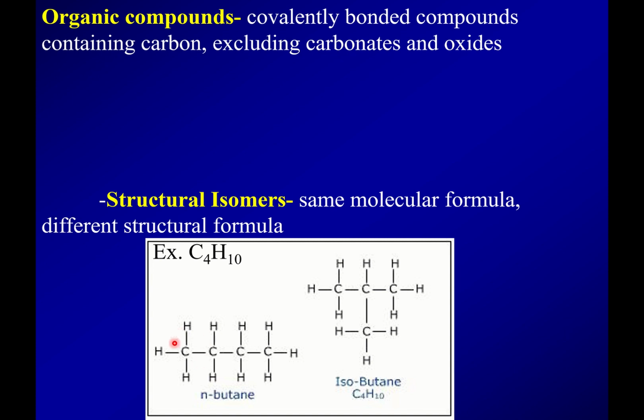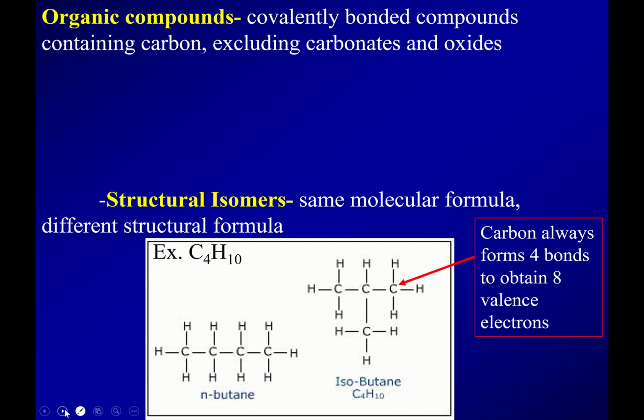Okay, so it could be 4 single bonds like this. It could be a double and 2 singles. It could be a triple and a single, etc. Now, these can be combined in different ways. For example, we can put 4 carbons in a line with the 10 hydrogens around them. Or there can be 3 carbons and another carbon coming off, making a different compound. And sometimes they can have wildly different properties, but they both have the same formula, C4H10.